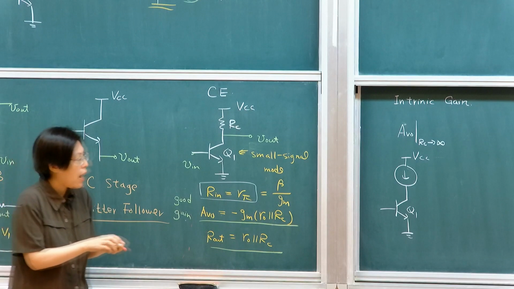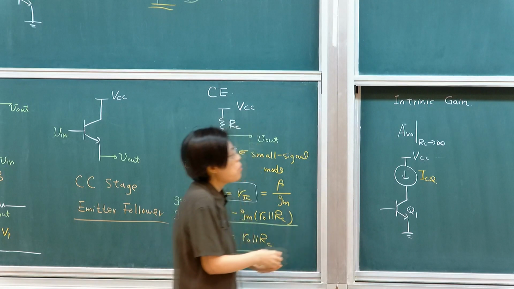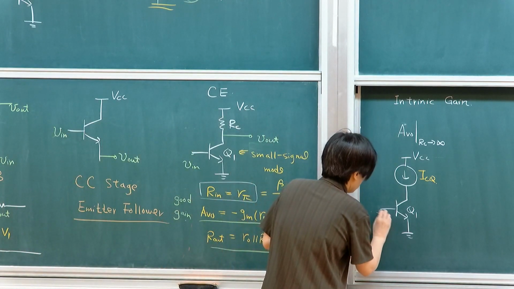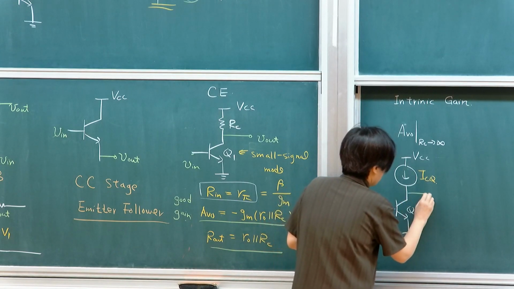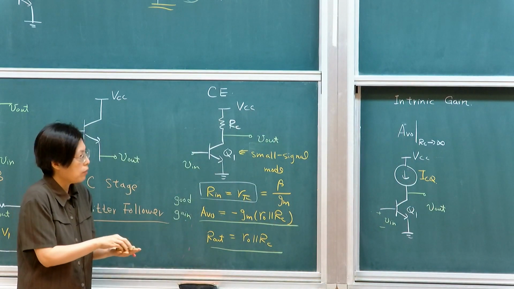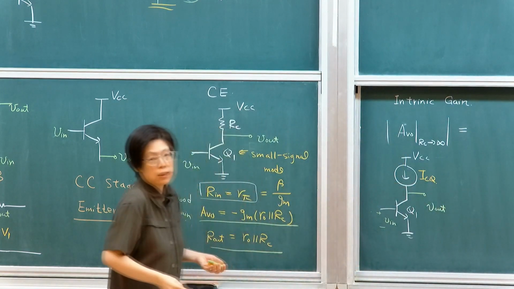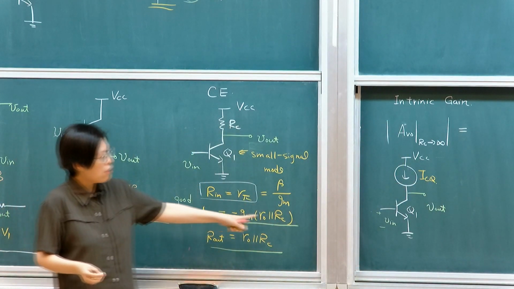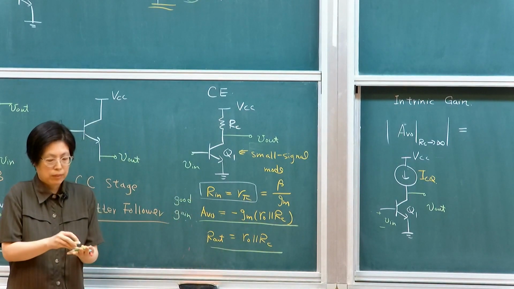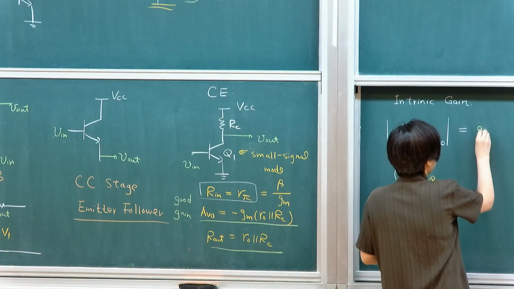But if I have an ideal current source, it's simply ICQ. This is actually more common in integrated circuit solutions. So if this is the case, what do you expect your gain will be? We look at our absolute value. So this will be what? If this is infinite, you won't see it, right? So it will be what? GMRO, correct. So this will simply be GMRO.